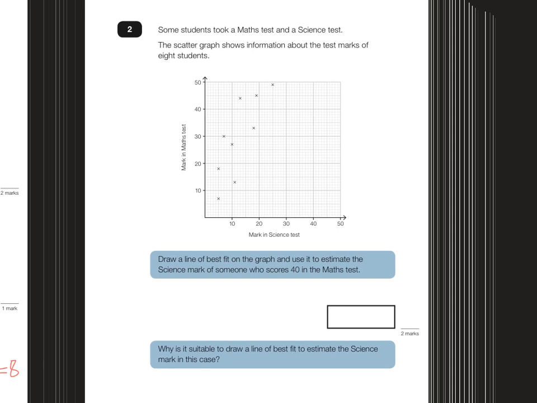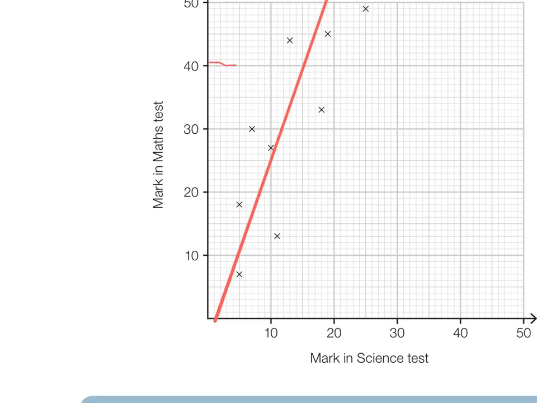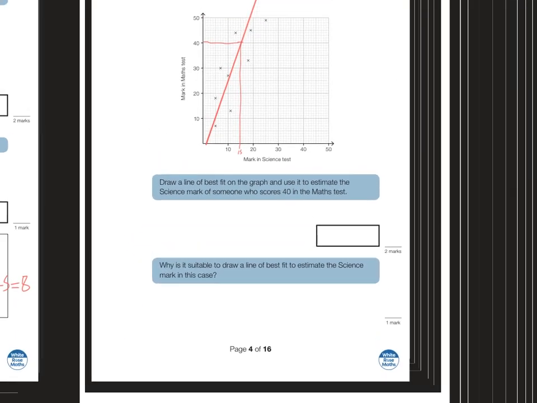Question 2. We've got a scatter graph, and we've got to draw a line of best fit. Now obviously we're going to use a ruler for this, and it doesn't need to go through the origin, but you want it to go sort of through the middle of the data. And then I'm going to use this. Someone who's got 40 in the maths test, 40, go across. It's a pretty bad line there. And if I go down, I've got around 15. And they'll actually take anything within their interval of 15 to 18 for this one.